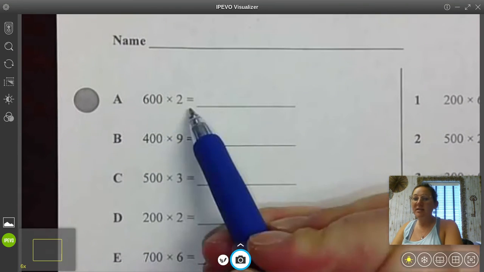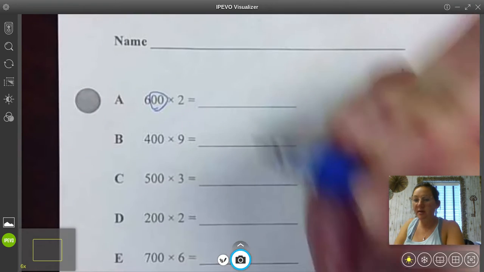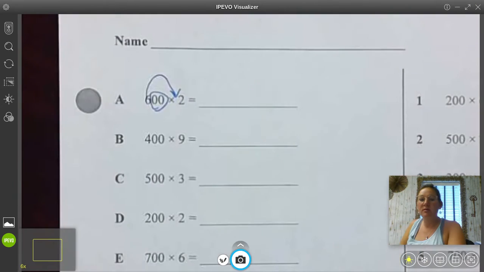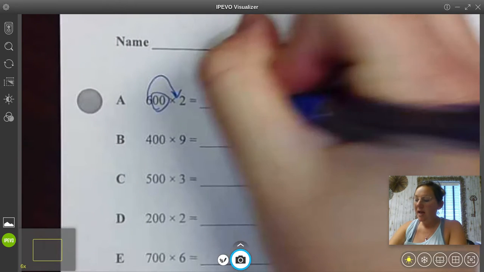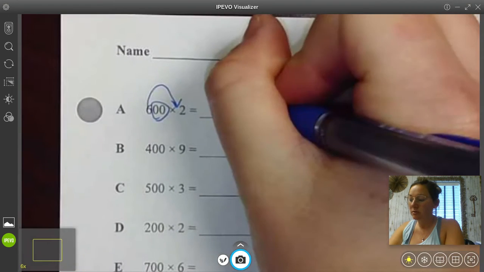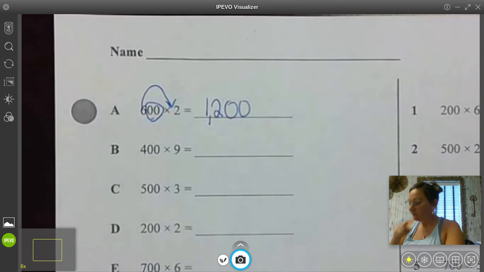Okay, so we have 600 times 2. Do you see how 600 has two zeros, right? All you have to do is 6 times 2, which is 12, and then we call it laying eggs. How many eggs am I going to lay? It has 2. Bam, done. Let's do another one.